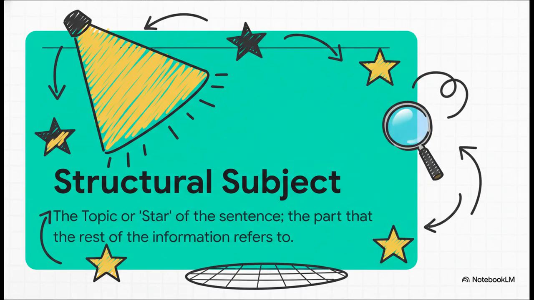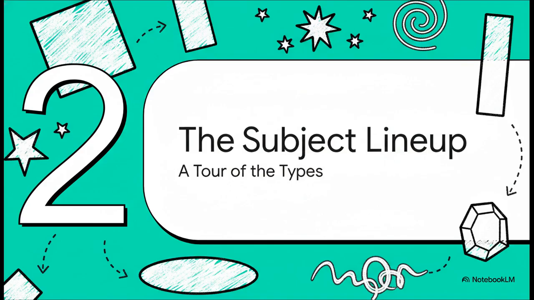And finally, we have the structural subject. I love this one. The easiest way to think about it is as the star of the show. It's the topic. It's what the entire rest of the sentence is there to talk about. The sentence basically puts a big spotlight on this part, and everything else is just providing details about it. So now that we have this awesome 3-part framework, let's take a little tour and see how it helps us understand all the different shapes and sizes that subjects can actually come in.